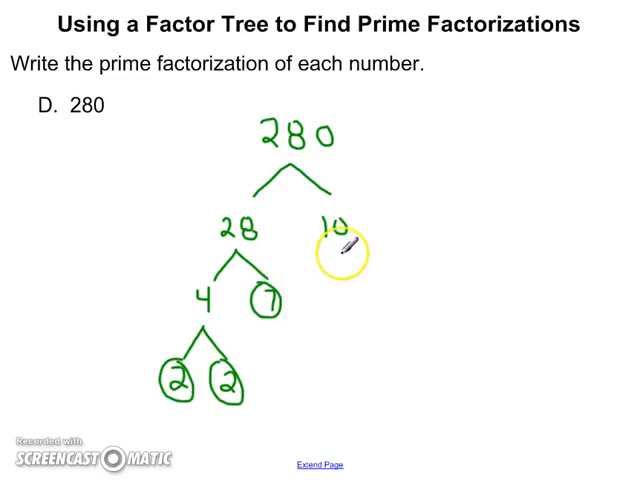Now I'm going to go back up here to 10. 10 I know is 2 times 5. Well, 2 and 5 are both prime, so I'm not going any further there. So here is my list of prime numbers.